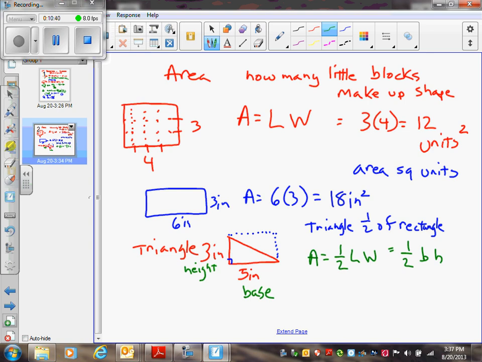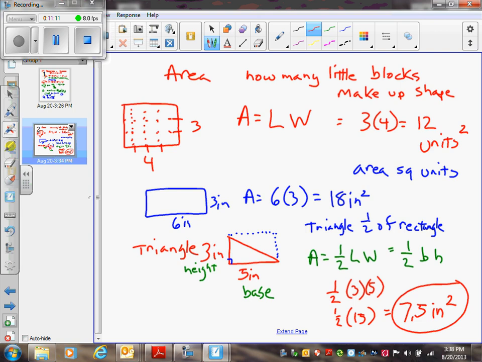So, in this problem, I would have 1/2 of 3 times 5. 3 times 5 is 15. 1/2 of 15 is 7.5, or 7.5 inches, and it's always squared.